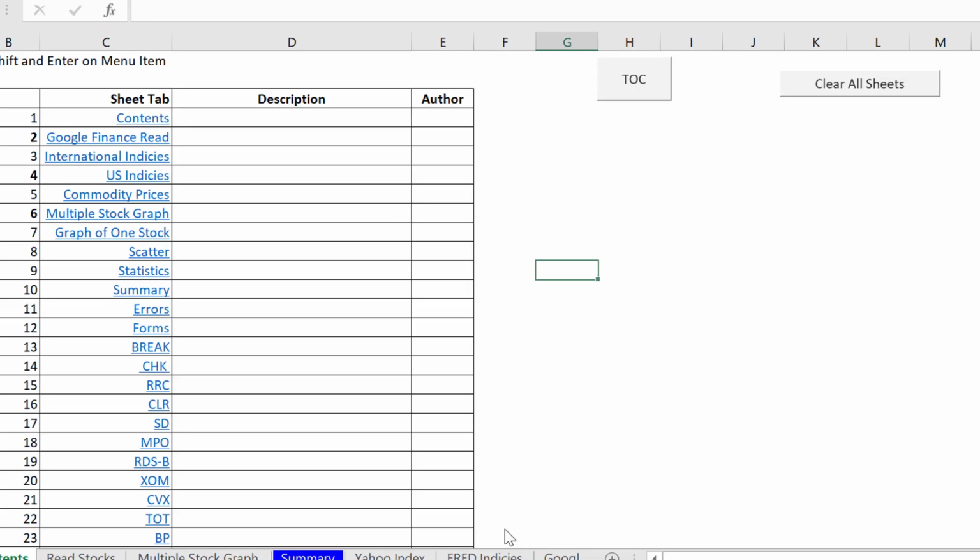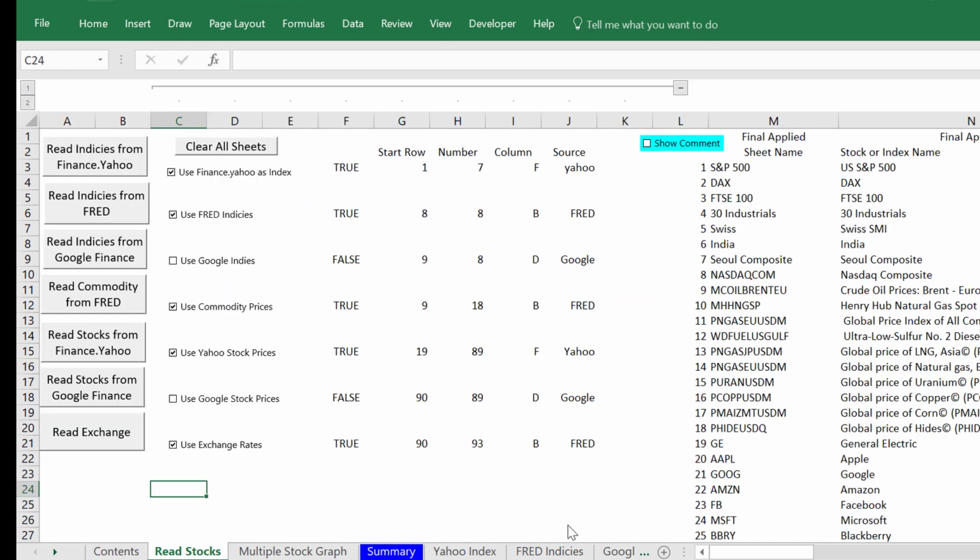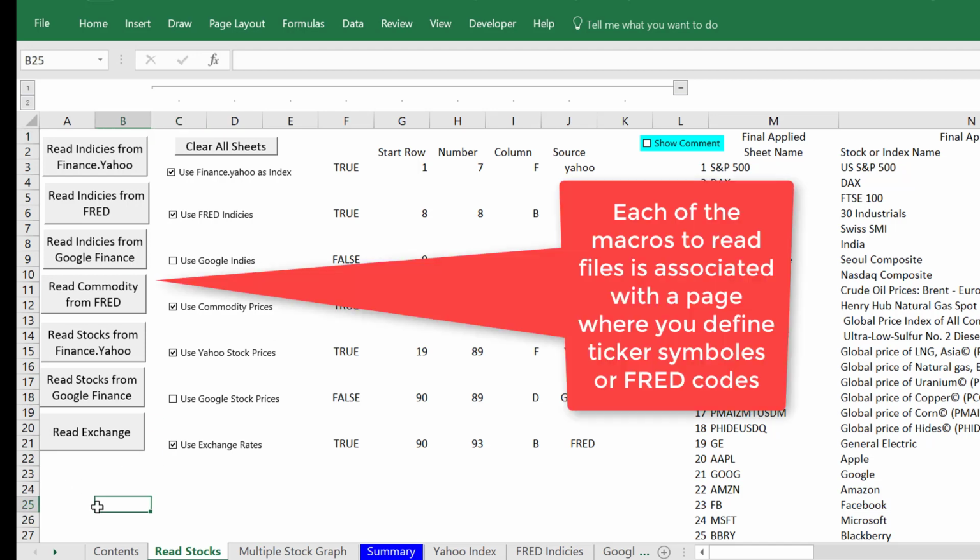There's a content page, which I didn't update. Then there's a read stock page where you read it from Yahoo, FRED, Google Finance. I've got to tell you, Google, those horrible people, they stopped it. Those monopoly. Oh my gosh, you can't get them from Google anymore, but I hope they change, so I left it there. And then you can get commodity prices. Yahoo, it's a pain now, you can get it again, and exchange rates and interest rates and all that.